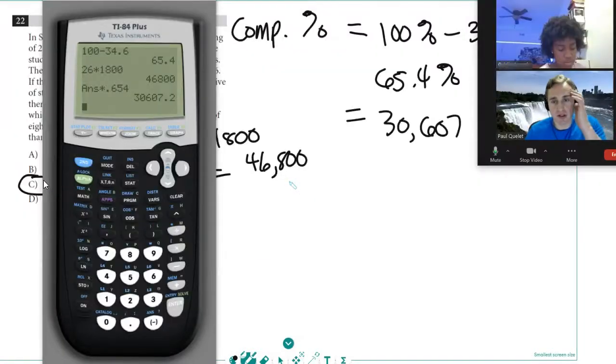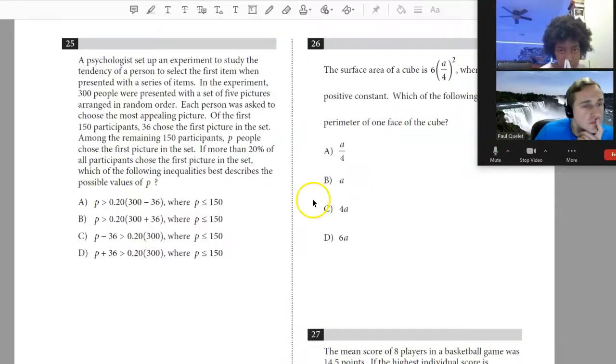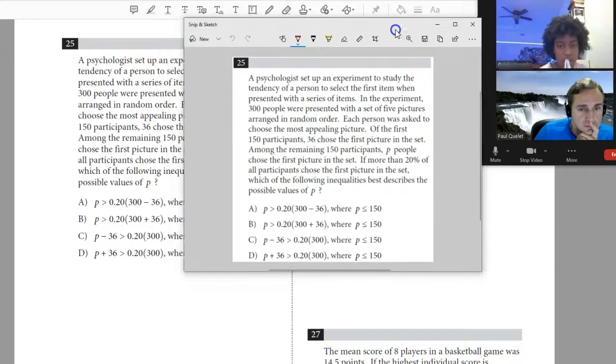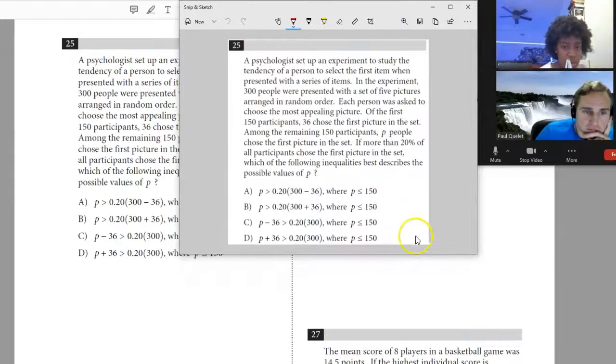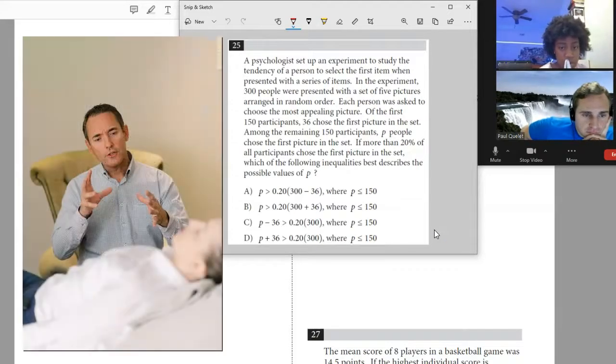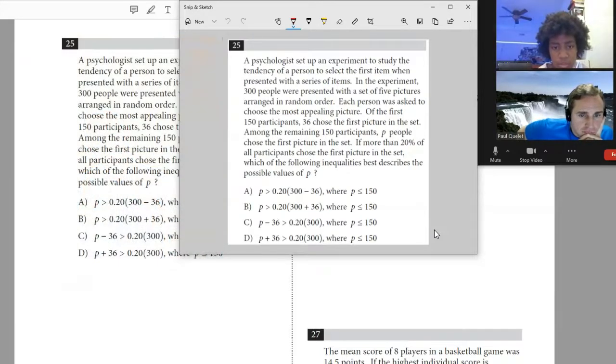Fewer than 2 siblings. An experimental study, pictures arranged in order. Each person was asked to choose the most appealing picture out of 150. 36 chose the first picture in the set. The remaining 150 people, P people, chose the first picture in the set. If more than 20% of all participants chose the first picture in the set, which of the following inequalities best describes the possible values of P?